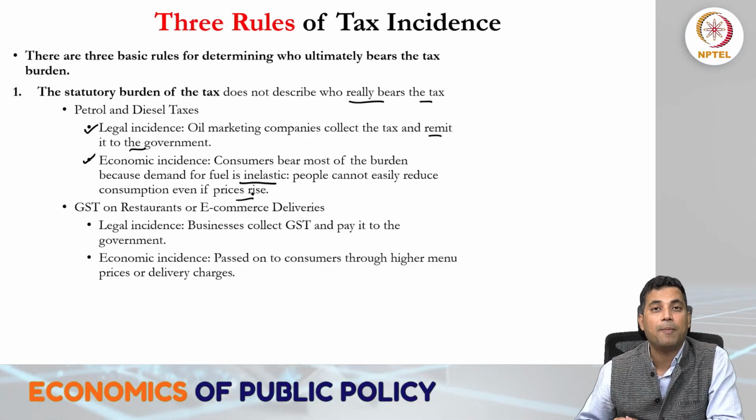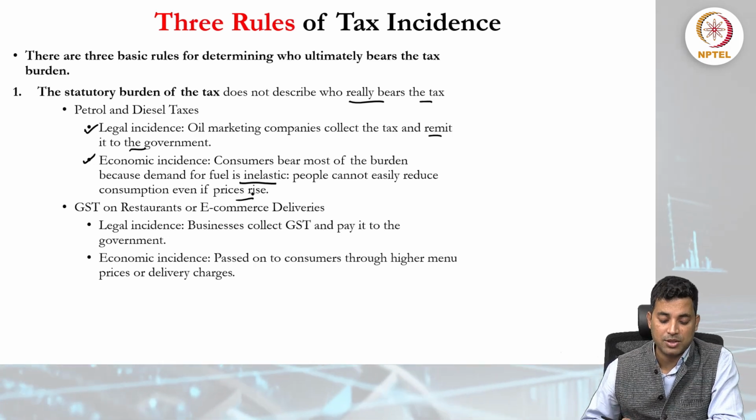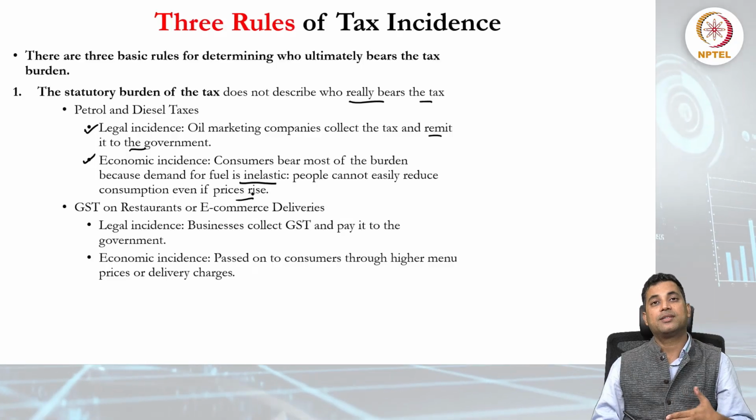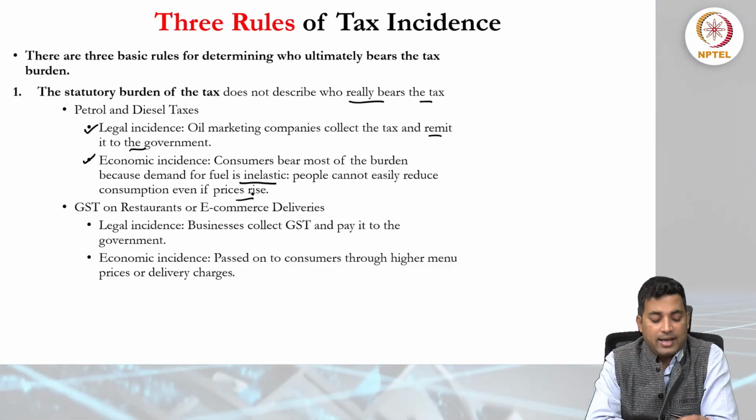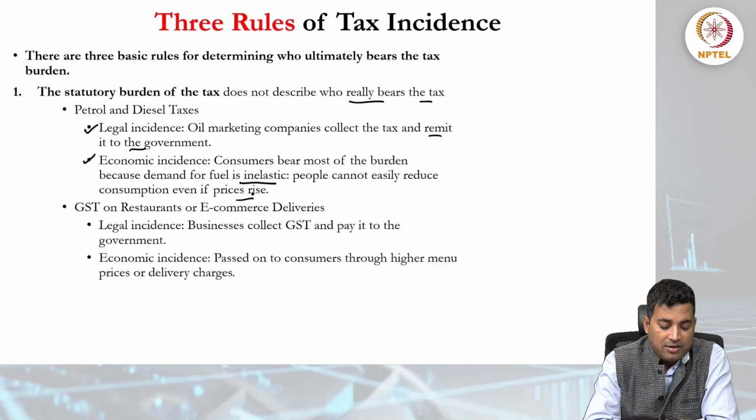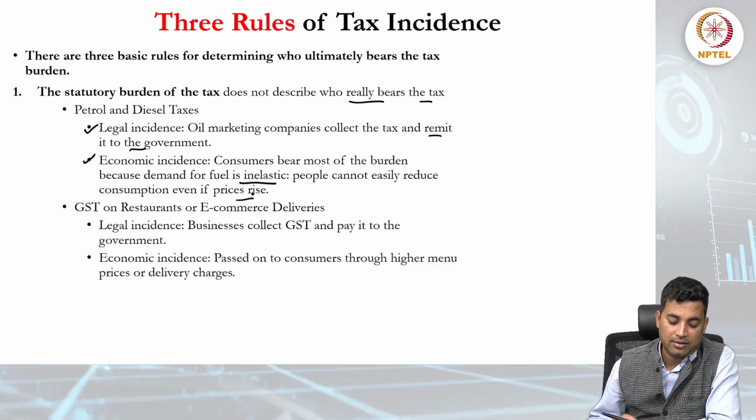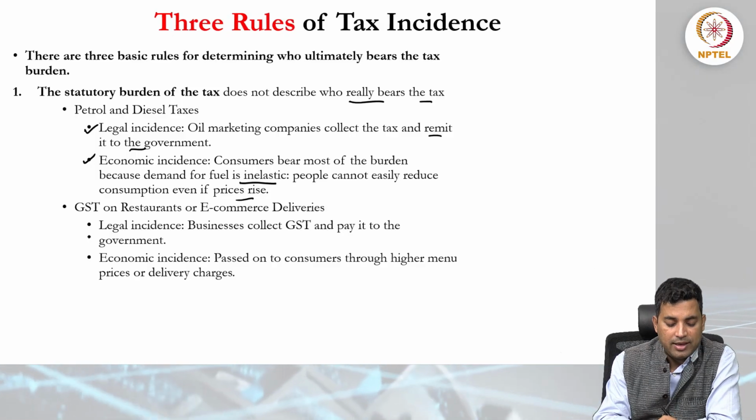So this is economic incidence. It is the impact on the consumer's consumption and also the consumer's income. This is what we call statutory incidence, the first part of it. Then one can take another example: the GST on restaurant or e-commerce deliveries. This is an ongoing debate. Again, here we can take two examples.